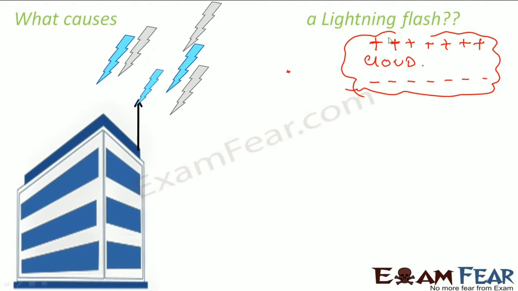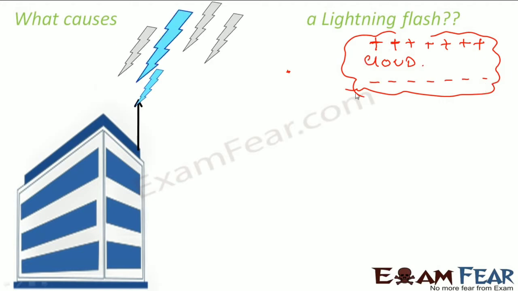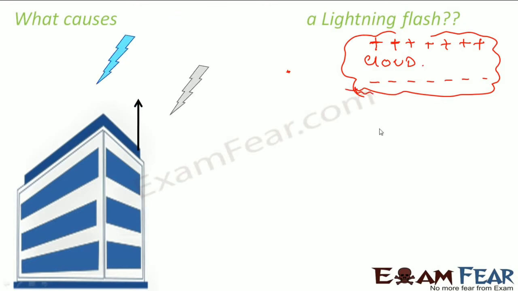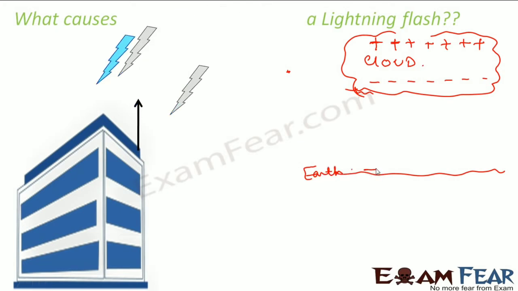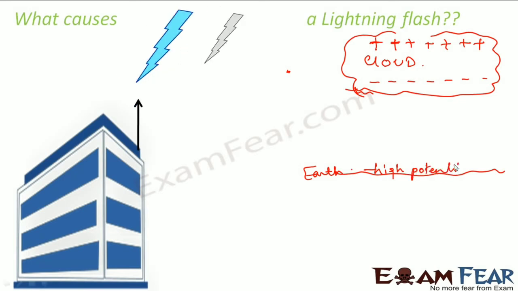So this is your cloud. The upper half of the cloud consists of the positive charges and the lower half consists of the negative charges. Now since this lower half is comparatively nearer to the surface of the earth, the earth seems to be at a higher potential. So if this is the earth, the earth is at a higher potential when compared to the lower layer of the cloud.